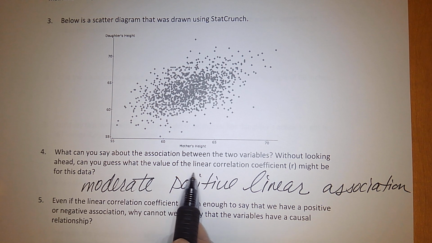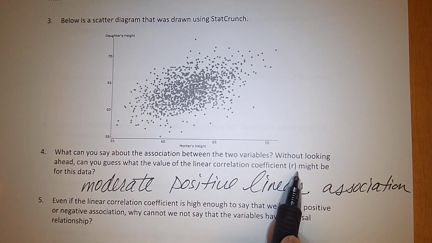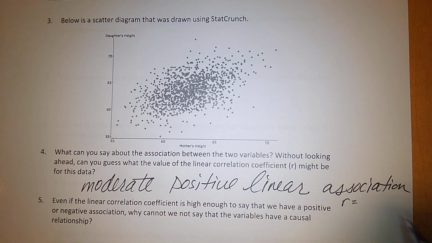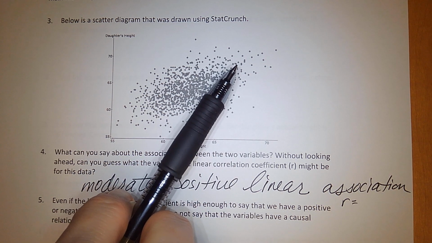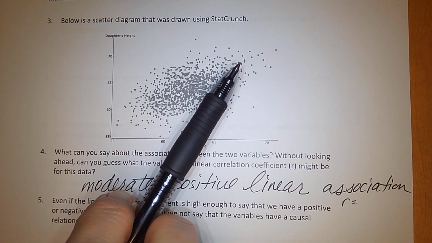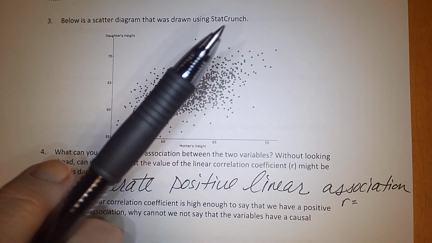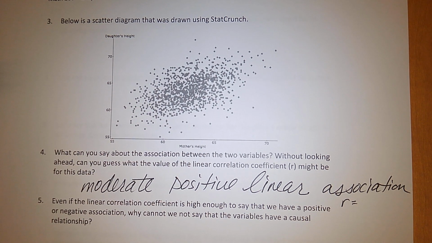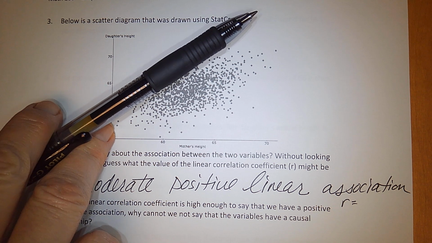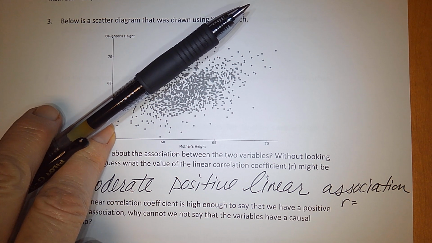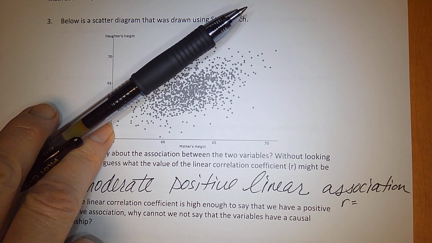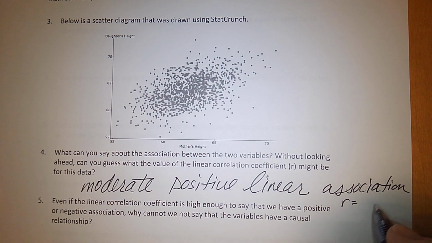Can you guess what the value of r might be? Well, sure, we can guess. We don't know for sure. I definitely know it's not 1. It's not perfect. I definitely know it's not 0.9 because I would say this is not super strong. So I would say that this is probably close to maybe 0.5 since it is moderate. Okay, it's just a guess.